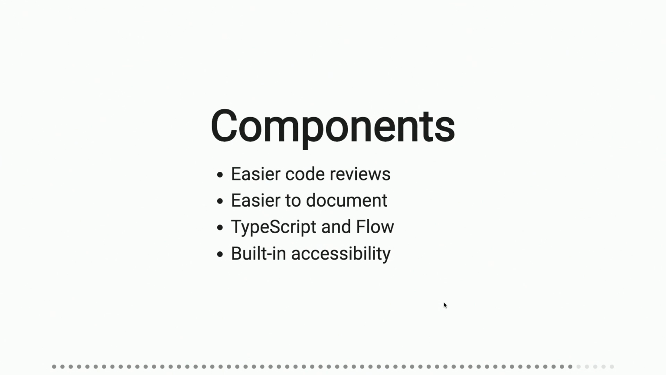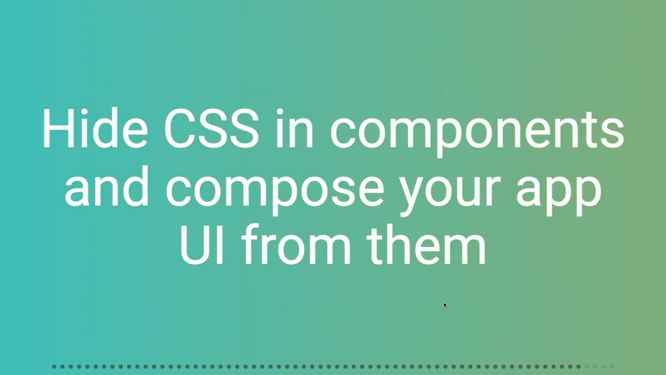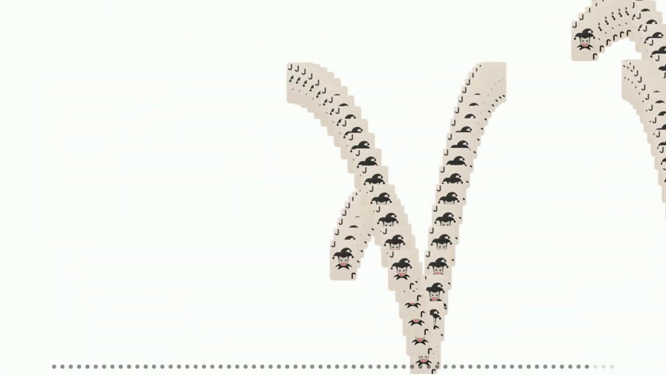And built-in accessibility. You can hard code all the required accessibility properties into components, and you can force people to use accessible colors, and you can block inaccessible combinations of the tokens and font sizes and colors and stuff like that. So this is basically the whole idea of my talk. Hide this nasty CSS in components and never see it again. Just compose your app from these UI components. And that's all.